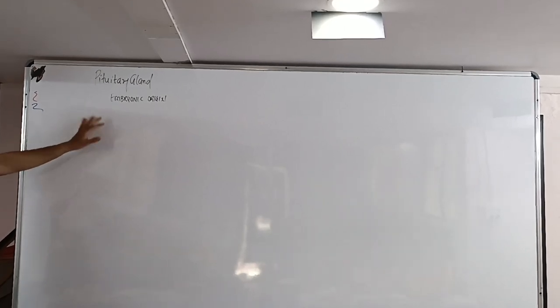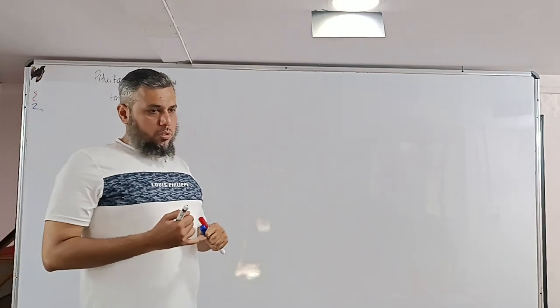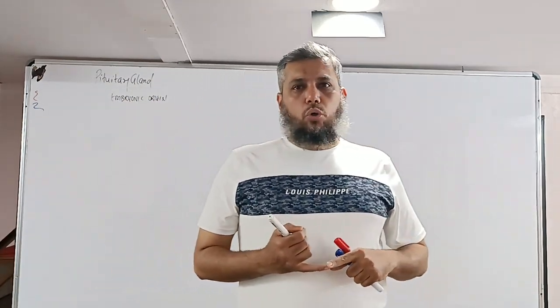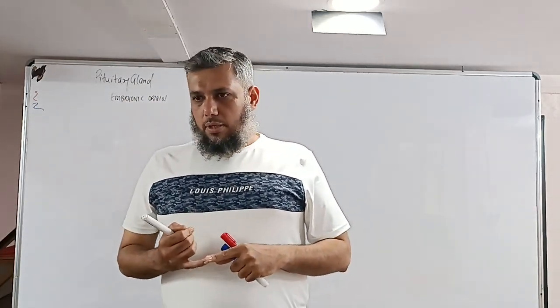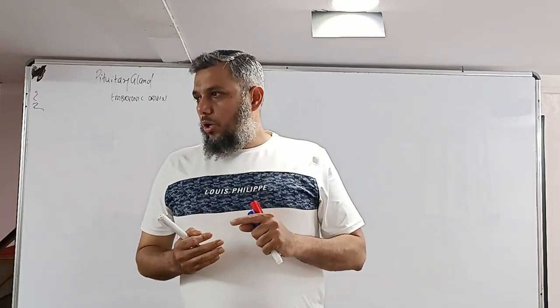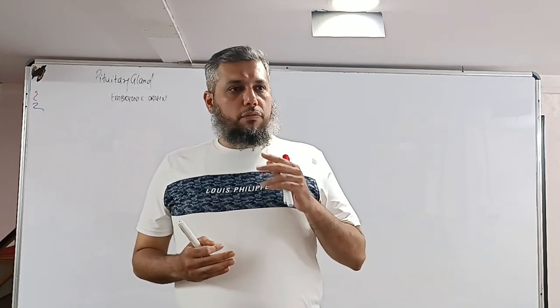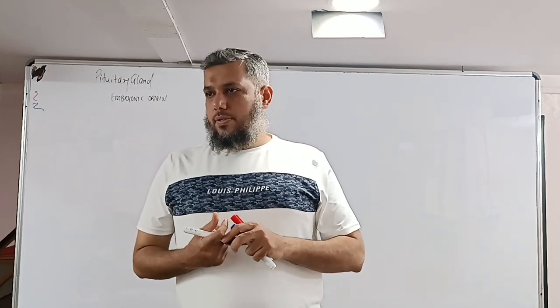In yesterday's lecture, we spoke about what? The two control and coordinating centers. Then we discussed the difference between them. We talked about the properties of hormones and the list of endocrine glands.